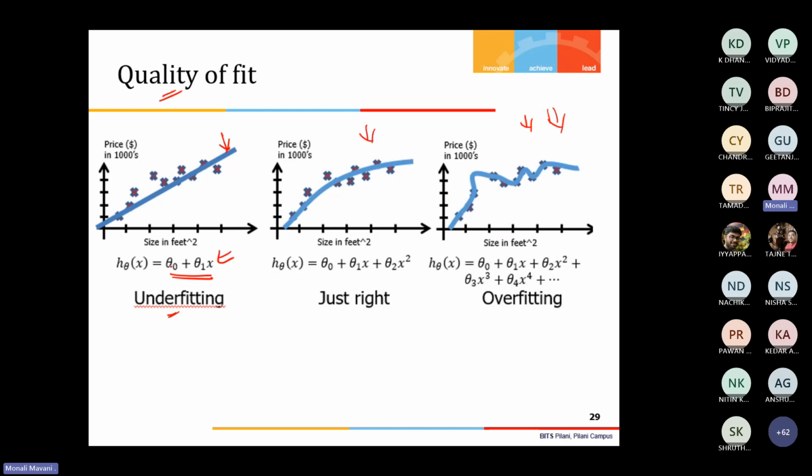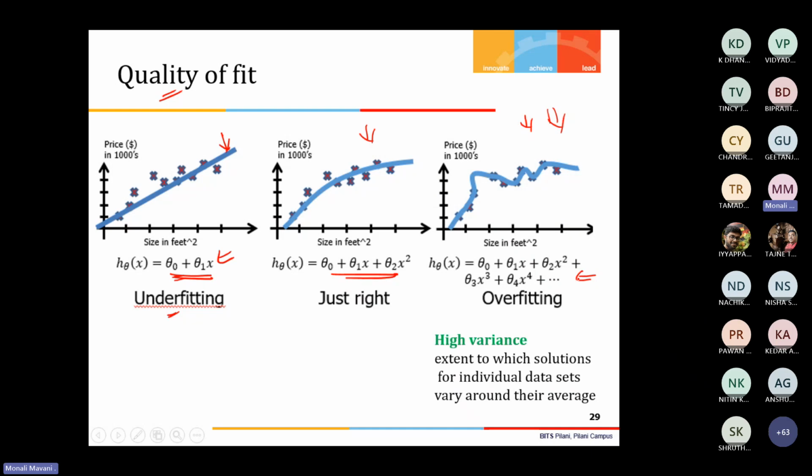So you can say the left one is a linear hypothesis function. The middle one, maybe a quadratic hypothesis function. And the last one is some higher degree polynomial regression hypothesis function, which is overfitting. Overfitting case is also known as a high variance case.